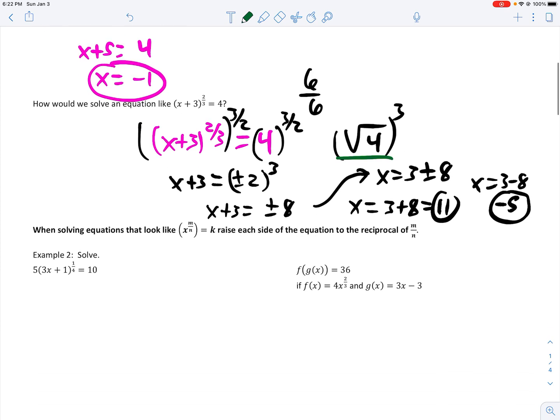So whenever you're solving equations that look like x to the m over n, you're just going to raise the equation to the reciprocal, which would be n over m. You just take your fraction and you flip it. That's what reciprocal means.